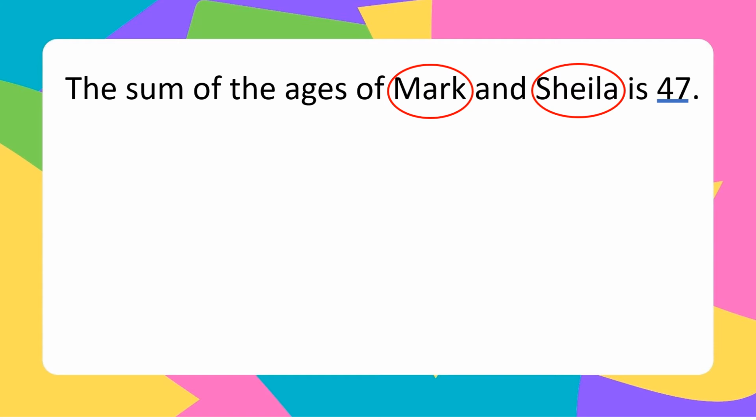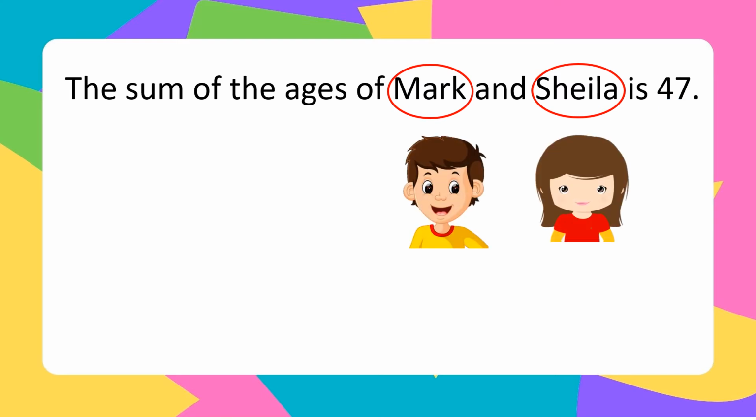Since we do not know yet the ages of Mark and Sheila, we can represent the age of Mark as x and the age of Sheila as y. So we now have a linear equation, x plus y equals 47. This time, what if the age of Mark is given? Say for example, he is 14 years old. How are we going to solve for the age of Sheila?